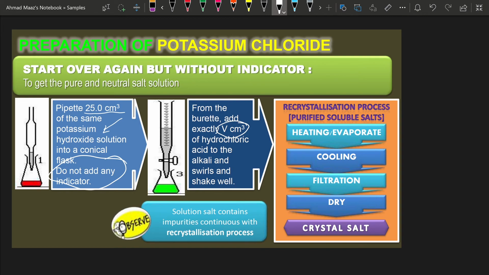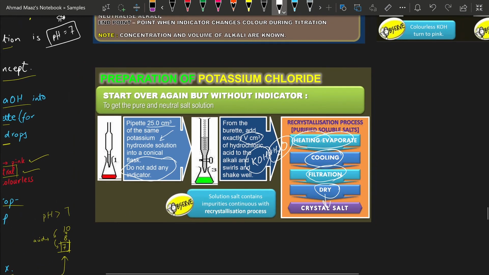So yes, you will have potassium chloride and water formed. What you'll do is evaporate it, water will be evaporated, and then you'll leave it for cooling. You'll filter the potassium chloride salt and dry it, and crystals of potassium chloride will be obtained.